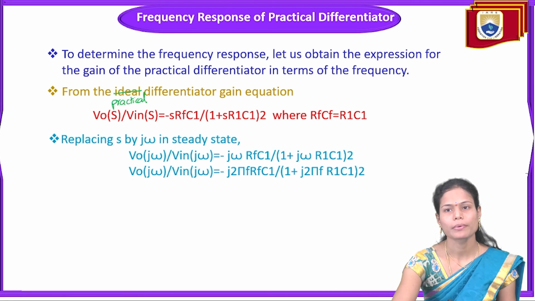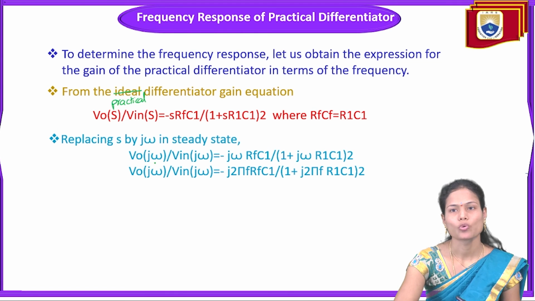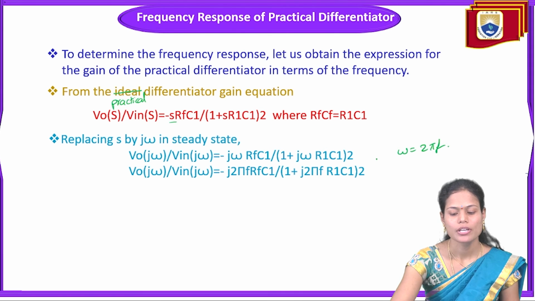So here we are replacing S with J omega in both the cases, so that we will get Vo of J omega divided by Vi of J omega, that is minus J omega RFC1 divided by 1 plus J omega R1C1 whole square, where omega is equal to 2 pi f. If you substitute that, we will get this. It is the square here, not 2.